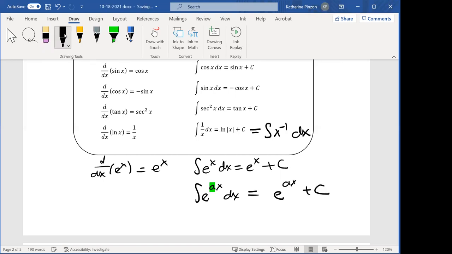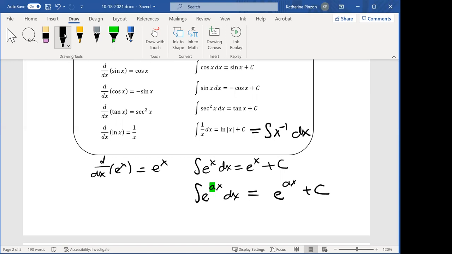What would the derivative of e to the ax be? What would the derivative of e to the 3x be? Would that be a chain rule? It would be a chain rule. Perfect. E to the 3x times 3. 3e to the 3x, right?